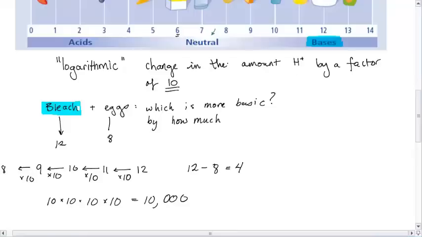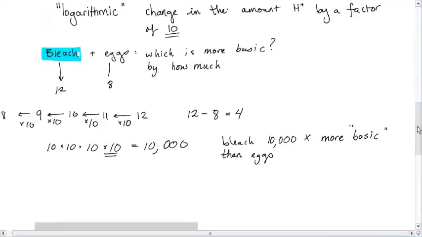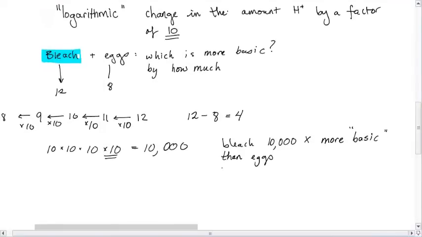So I've gone down 4 steps on the pH scale, and each step marks a change by a factor of 10. So bleach, even though its pH is only 4 higher than eggs, is actually 10,000 times more basic. That means it's a 10,000 times stronger base than eggs. What that means on a chemical note is that bleach is going to have 10,000 times more hydroxide ions than eggs. So that's part 1 of this lesson.